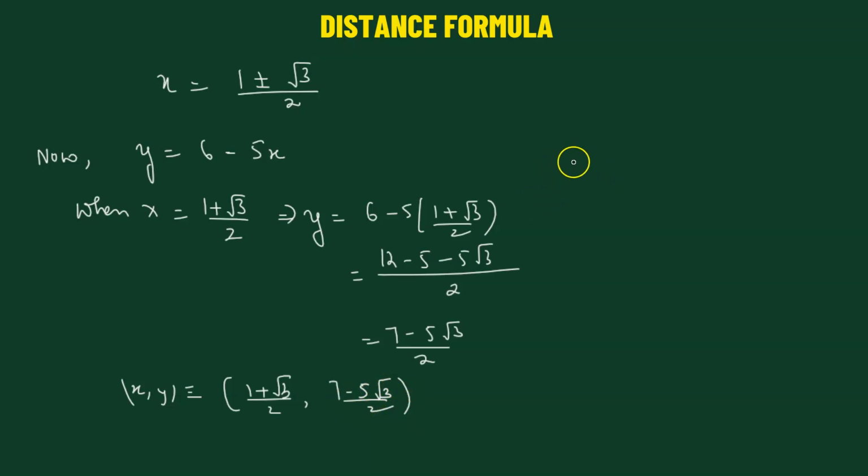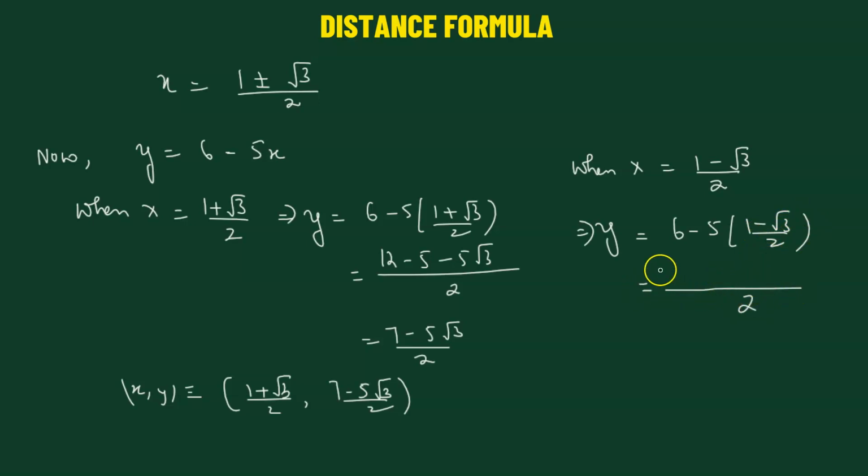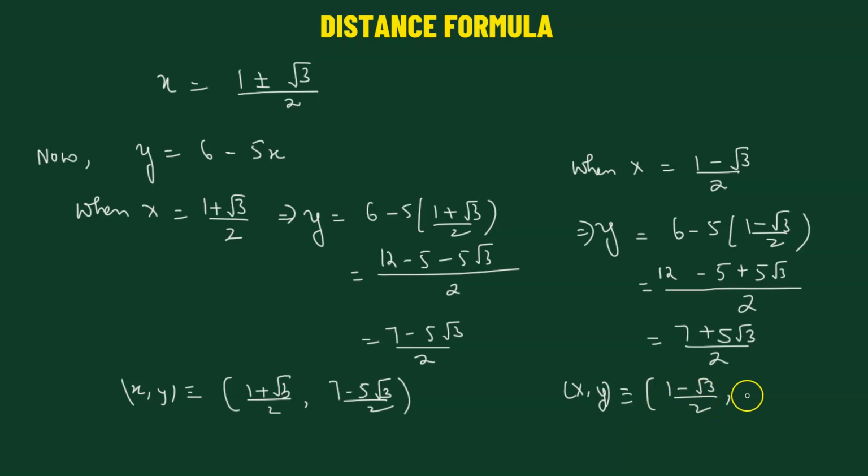Let's use the other value, when our x value is 1 minus square root of 3 over 2. Then y will be equal to 6 minus 5 times 1 minus square root of 3 over 2, which will be equal to, in the denominator we have 2, numerator we have 12 minus 5 plus 5 times square root of 3. So 12 minus 5, that's 7. So we have 7 plus 5 times square root of 3 divided by 2. So that's the corresponding y value. So x comma y now corresponds to 1 minus square root of 3 over 2, that's the x value, and the y value is 7 plus 5 times square root of 3 over 2.